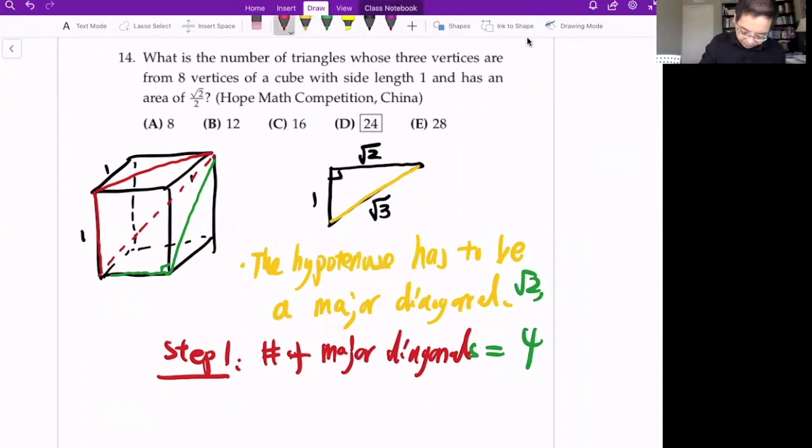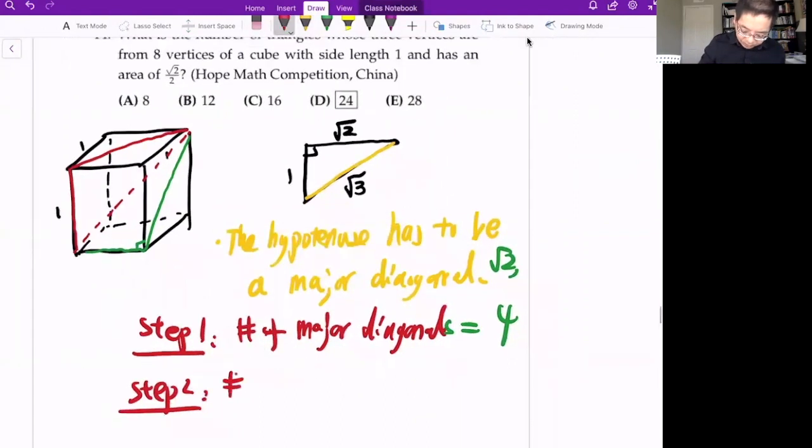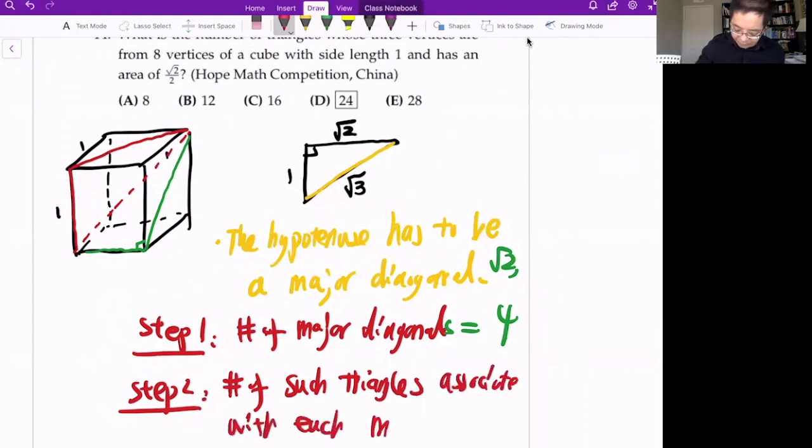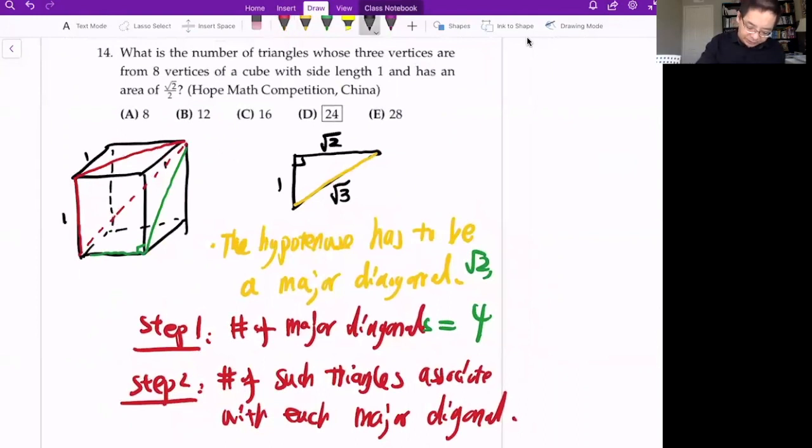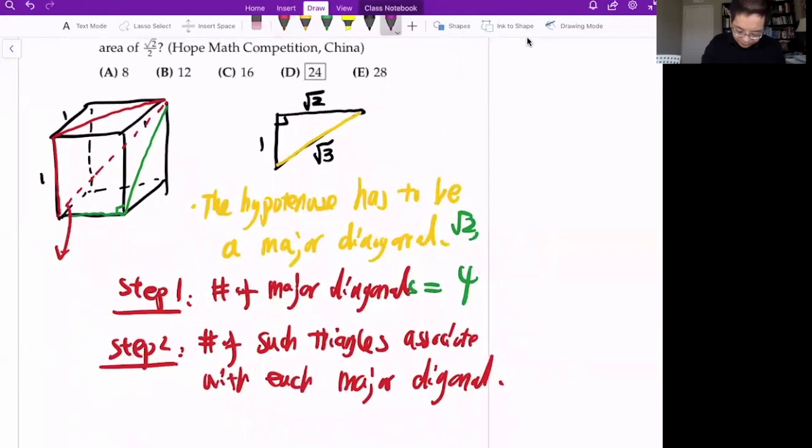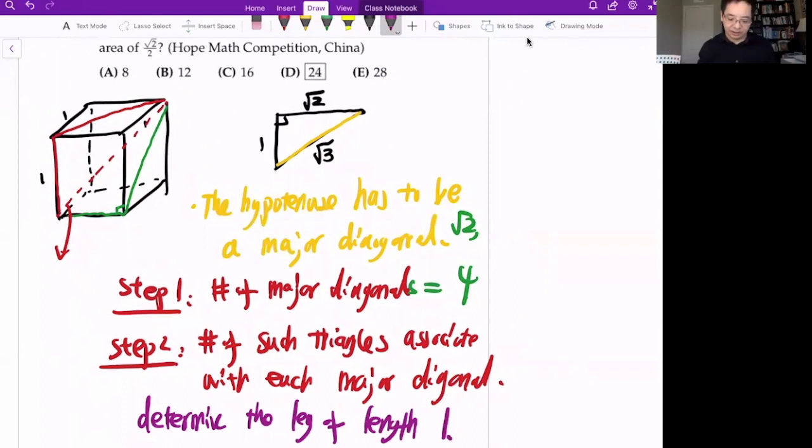So step 2: the number of such triangles associated with each main diagonal. Okay, all right. Now, let's look at this. So let's just focus on this one. In order to have such a triangle, after the main diagonal is fixed, we just need to determine the position of the leg with side length 1, right? So we need to determine the leg of length 1. Then this triangle is completely identified.